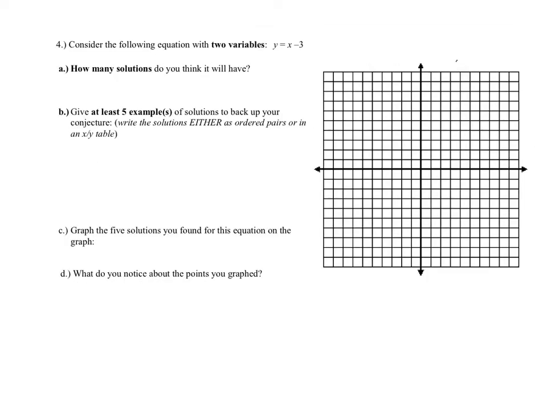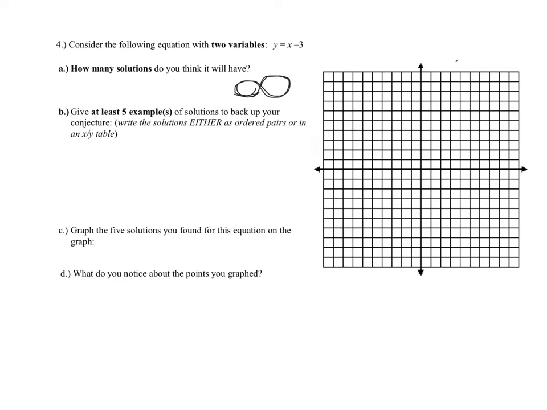So now taking a look at number 4, consider the following equation with 2 variables, y equals x minus 3. Think about that. How many solutions do you think it will have? You would pick a number for x, plug it in, and find a number for y. You could pick a number for x, plug it in, find another number for y. You could keep doing this, right? Can you ever stop picking numbers for x? Or you can even pick numbers for y and solve for x. There is an infinite number of solutions. So are you noticing a trend here? Equations with 2 variables have an infinite number of solutions.